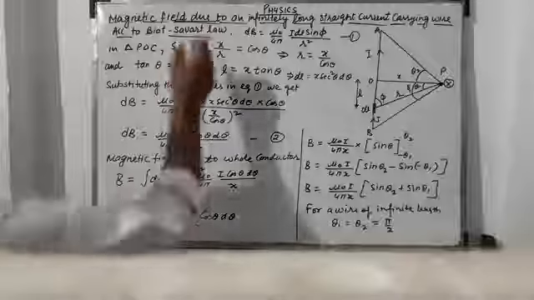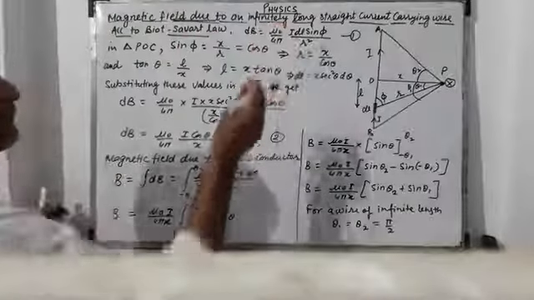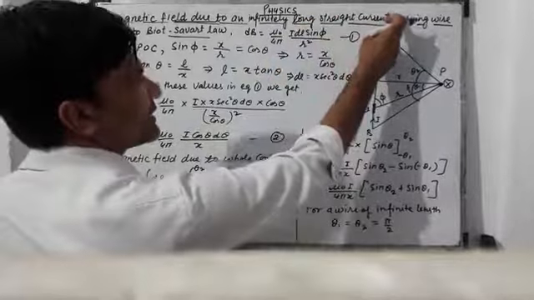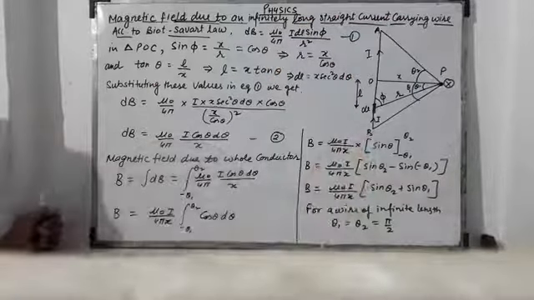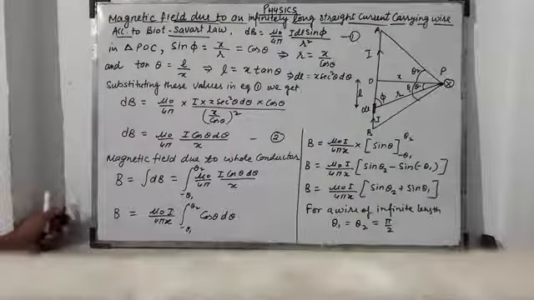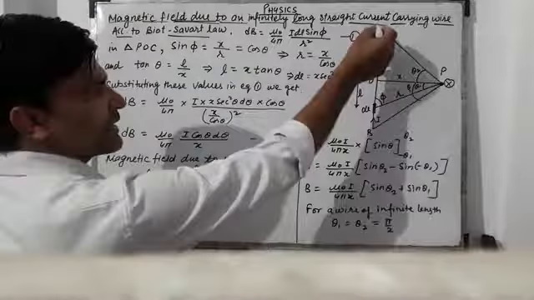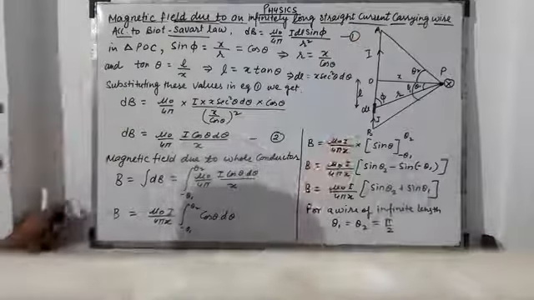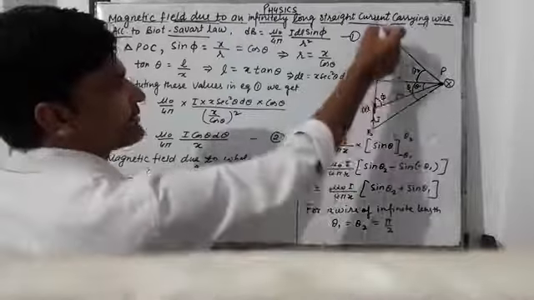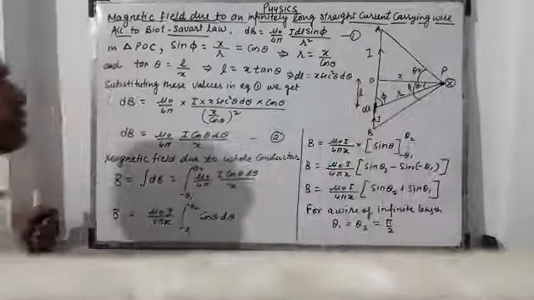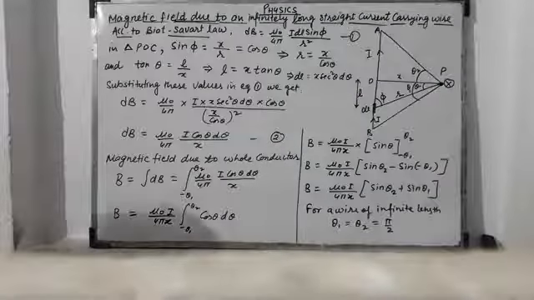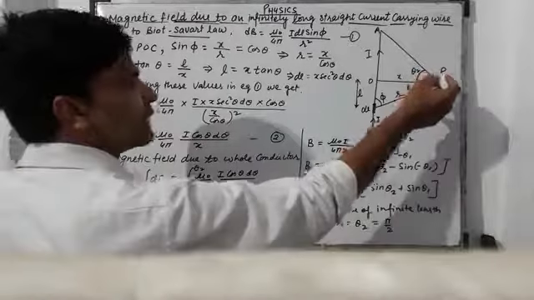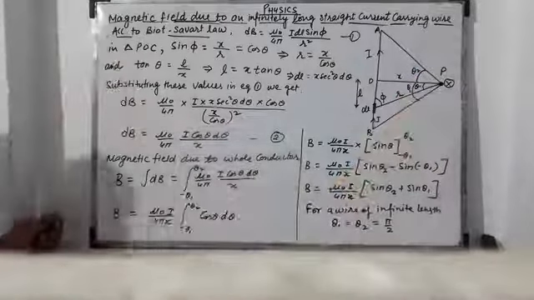Magnetic field due to an infinitely long straight current carrying wire or conductor. For this we take a wire AB in which current I is flowing from B to A. We are calculating the magnetic field at point P.